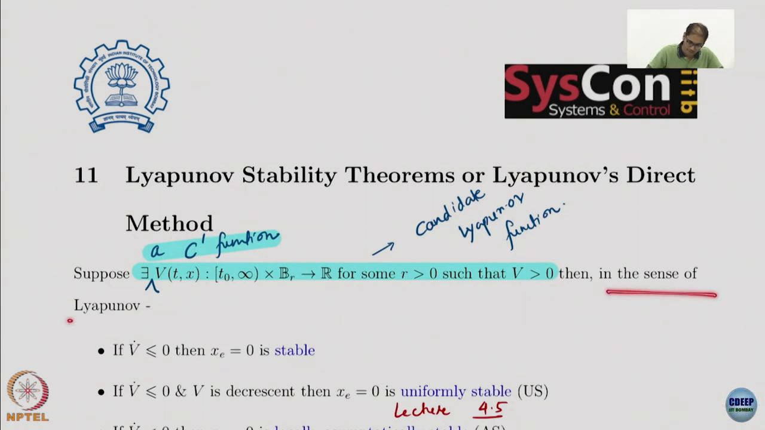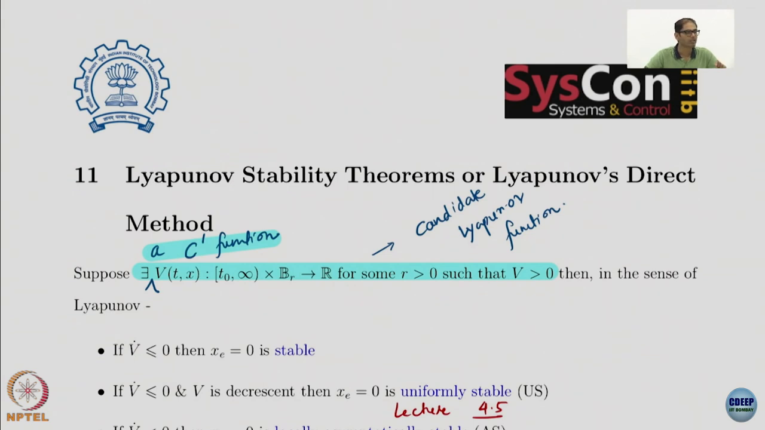Then in the sense of Lyapunov, if V dot is negative semi-definite, the origin is stable. If V dot is negative semi-definite and V is decrescent, then the origin is uniformly stable. So these are the first two Lyapunov theorems, very simple statements. I have written them in a very simple way. If you go to the textbook, there is a little bit more buff in the statement itself, because it writes out the system and so on. But the basic statement is pretty simple.